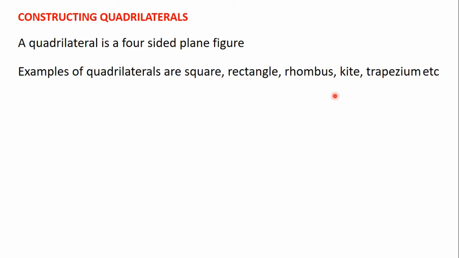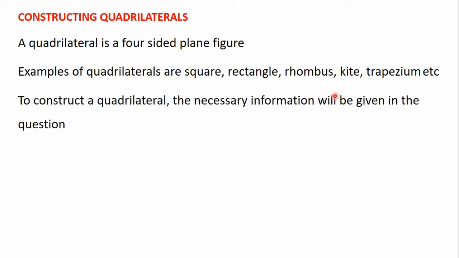In this video and the subsequent ones, we are going to learn how to use a ruler and a pair of compasses only to construct some of these quadrilaterals. In order to construct a quadrilateral, the necessary information about the quadrilateral will be given to you. So the information you will need to construct the quadrilateral will be given to you. Let's consider an example.